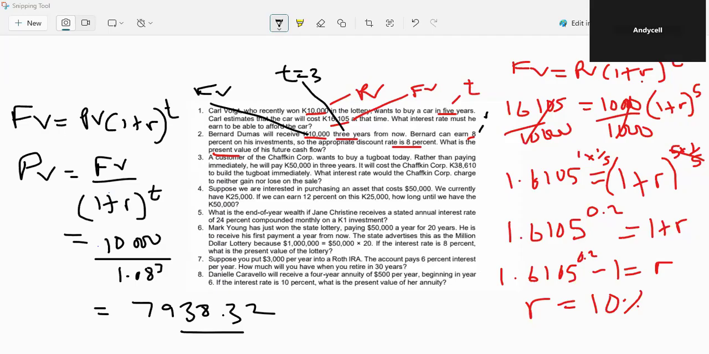Yeah, so a customer of Trafficking Corporation wants to buy a tugboat today. Rather than paying immediately, we'll pay 50,000 kwacha in 3 years. It will cost the Trafficking Corporation 38,610 to build the tugboat immediately. What interest rate would the Trafficking Corporation charge to neither gain nor lose on the sale?